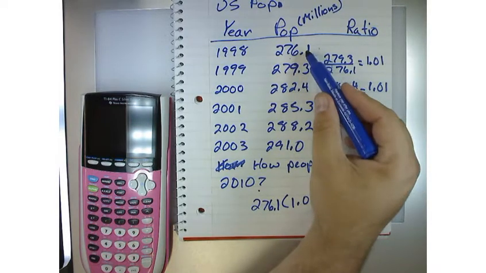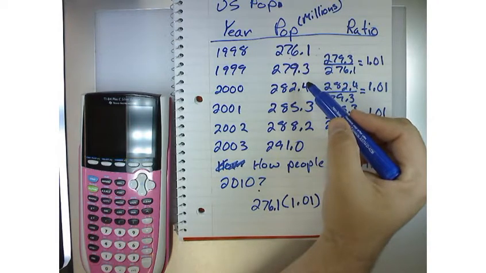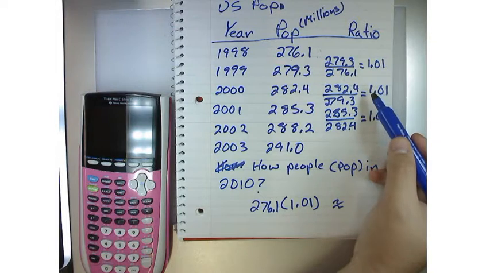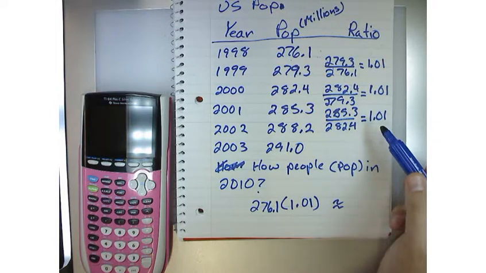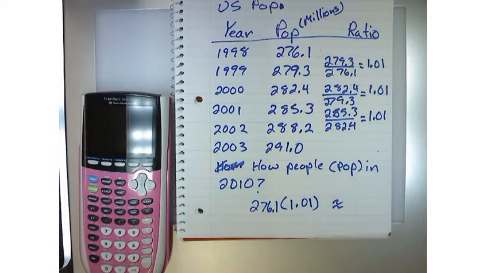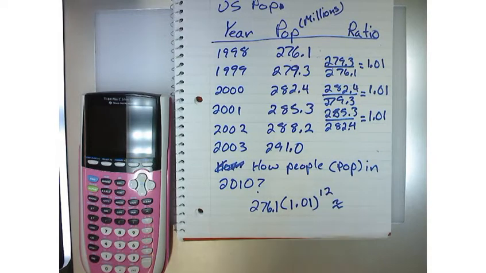Let me break this down in regular, informal English. To get from 276.1 to 279.3, I'm multiplying by 1.01. Then whatever that number is, I multiply by 1.01 again. Then I multiply by 1.01 again. So I just need to figure out how many times I'm going to multiply this whole thing by 1.01. Well, 2010 is actually 12 years from 1998. So I'm going to multiply this 12 times.